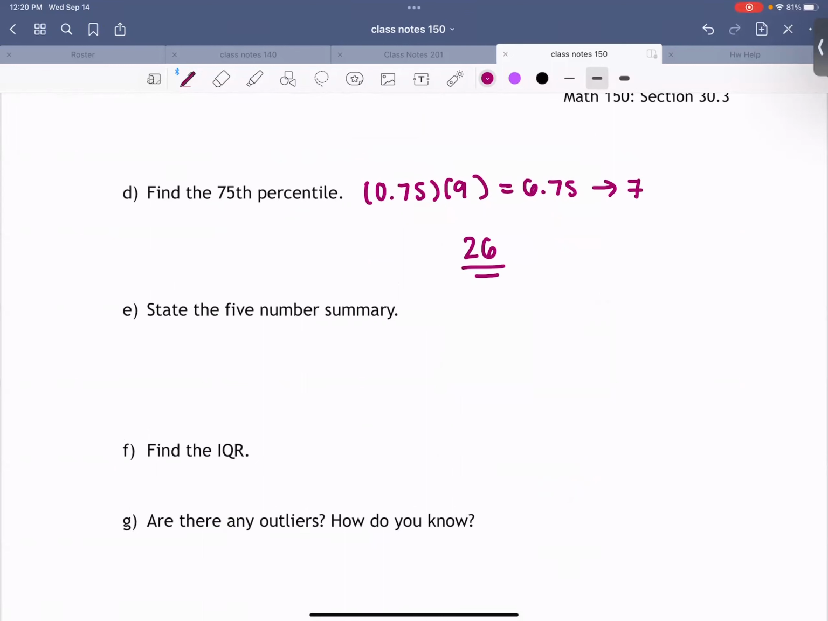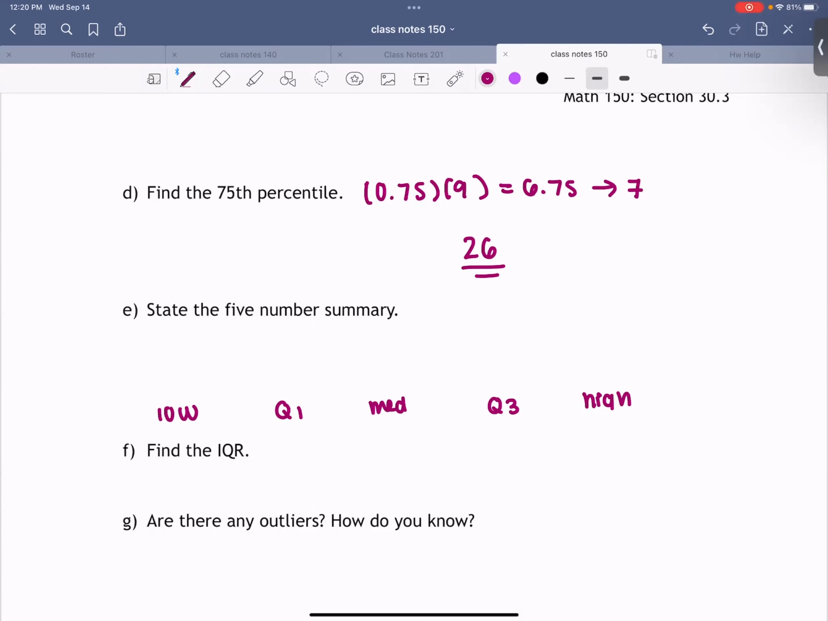Can someone remind me what the 5-number summary is? Jules? The lowest number and the highest number, then Q1, the median. Awesome, but the highest number is at the end, right? Yeah. Perfect. That's what you meant. Median and Q3. Okay.